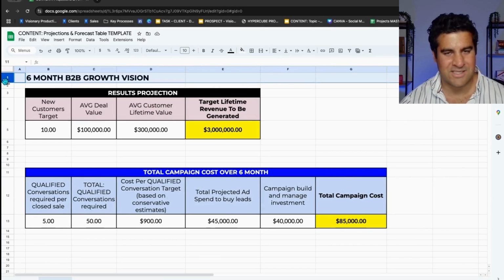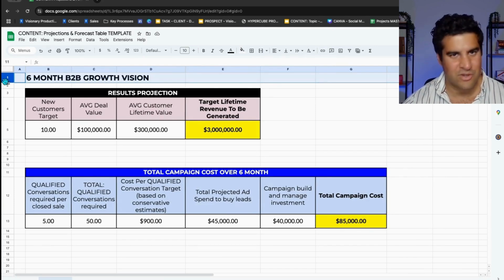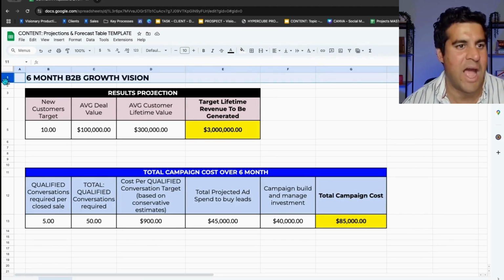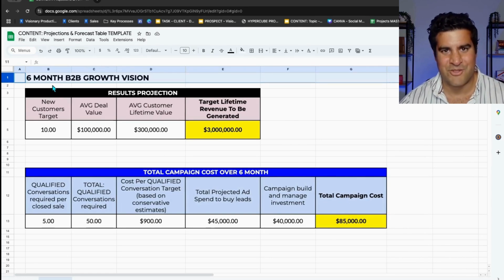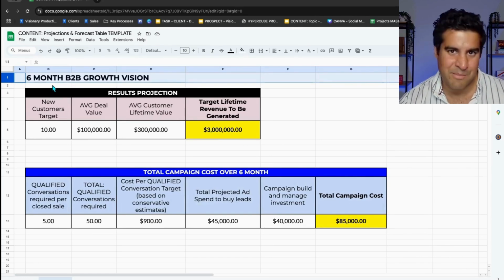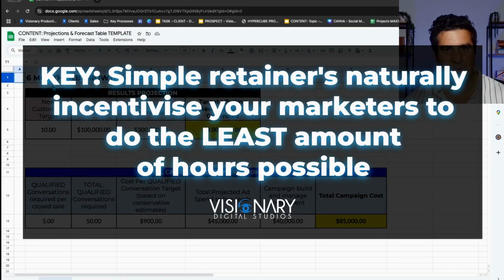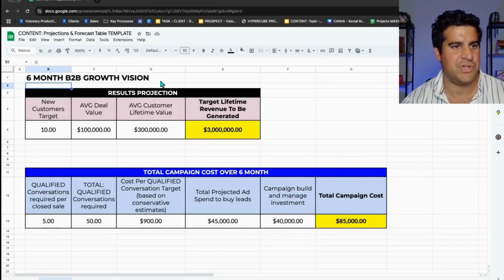Ideally, you want to come up with a 6-month project first so that you're not too committed. You can develop a bit of trust, make sure you work together, make sure they know what they're doing, and then you can develop the next phase of the project. I personally think 6-month sprints is the best way to do it so that you're not locked into a retainer, because when you're in a marketing retainer, the marketing team's incentivized to do the least amount of hours possible, so you lose a little bit of luster in the campaign. So we've got a 6-month B2B growth vision here.